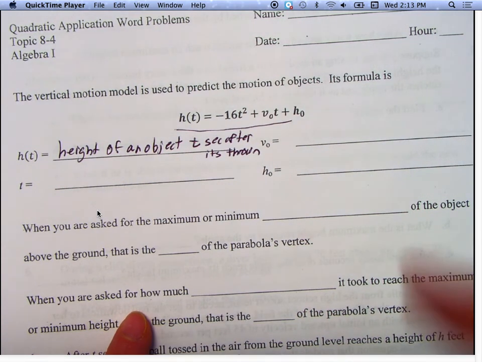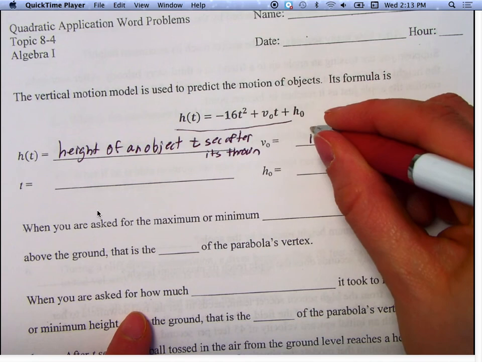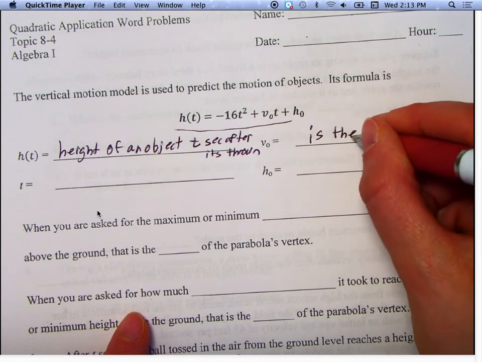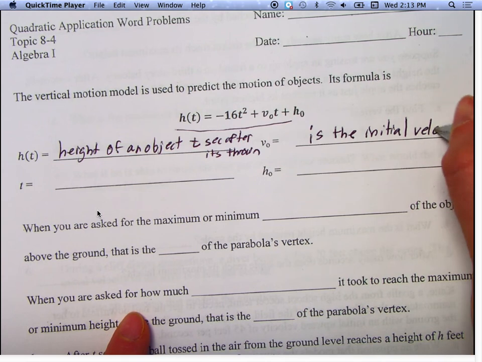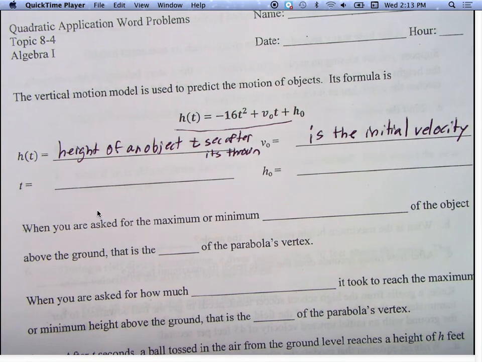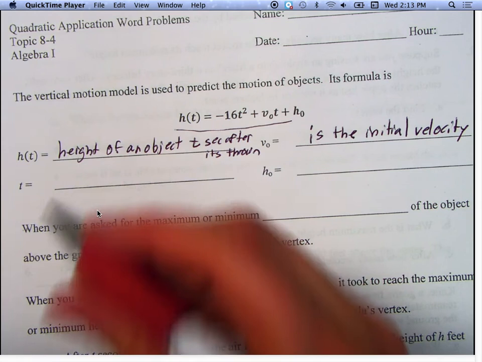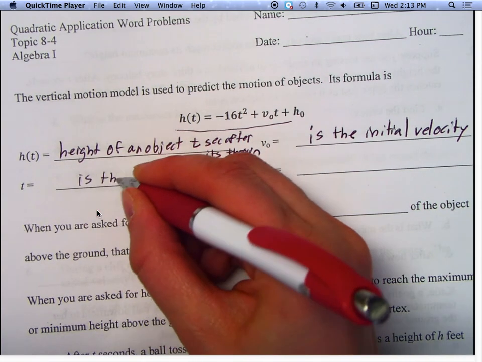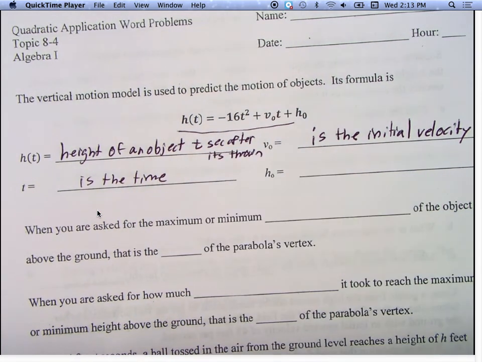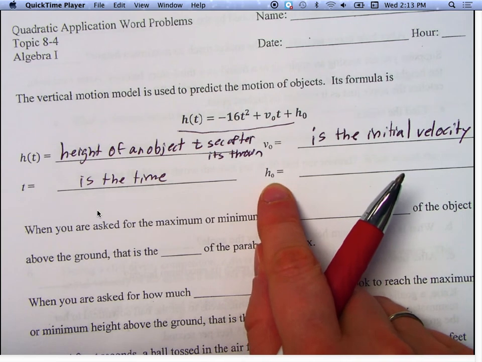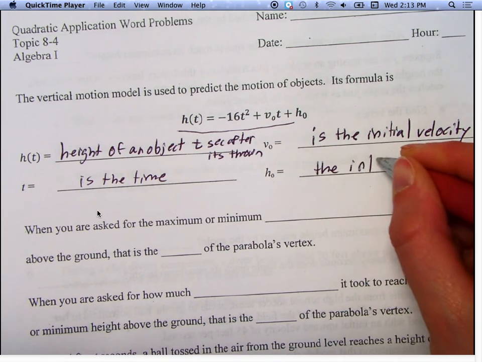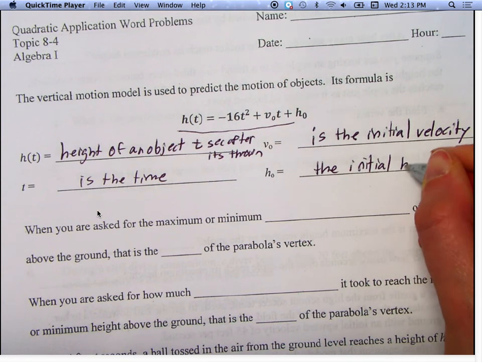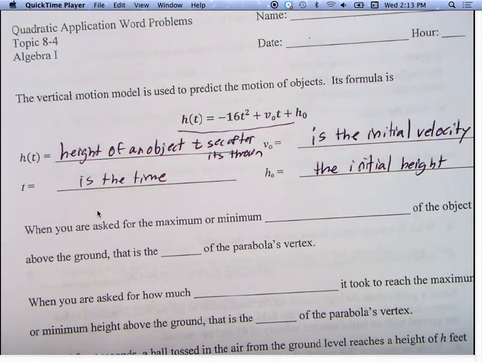My initial velocity is what v little o means, is the initial velocity. Okay? t is the time. This h with the little o by it is the initial height. Say initially, then at the beginning. So let's talk about this.